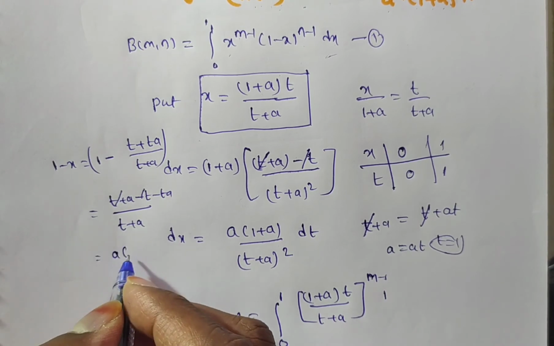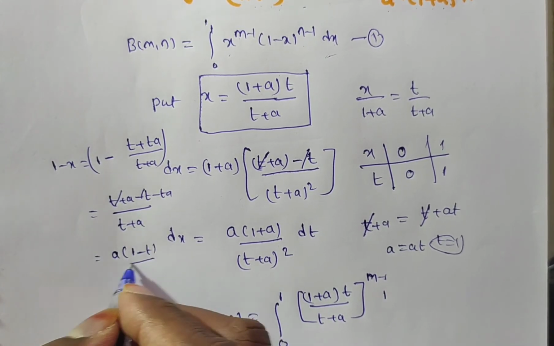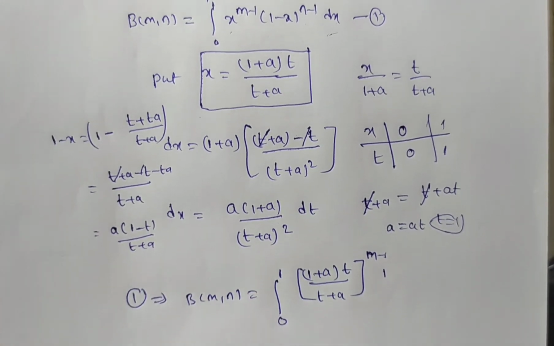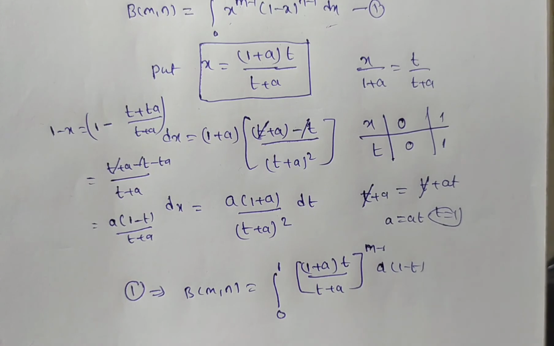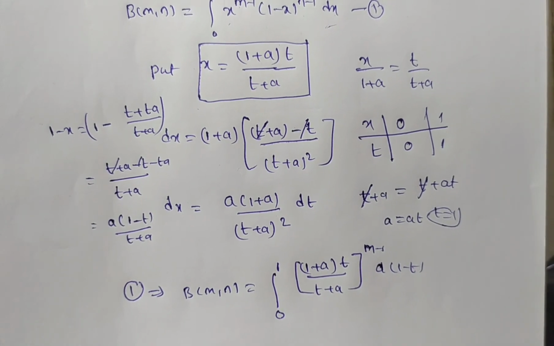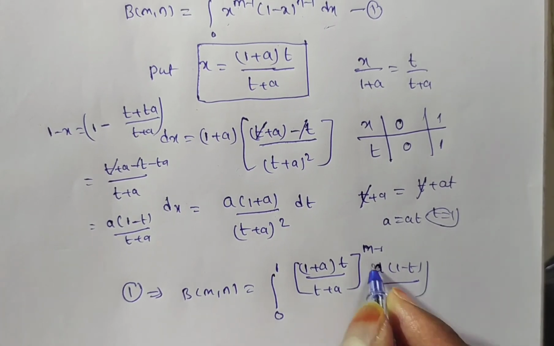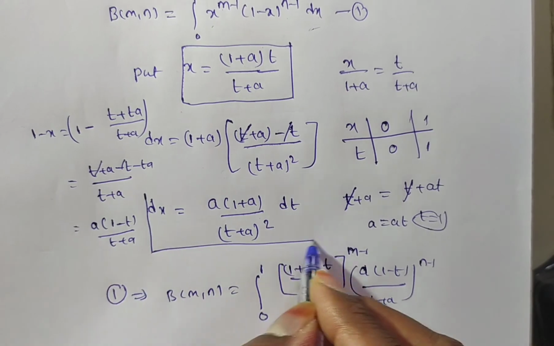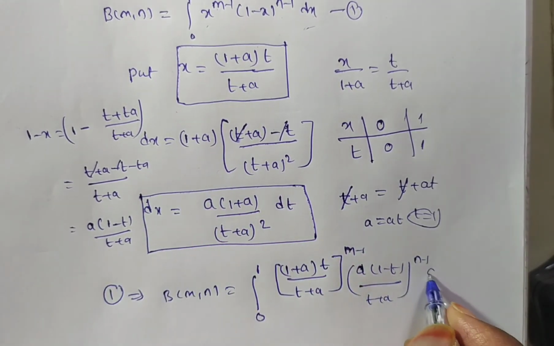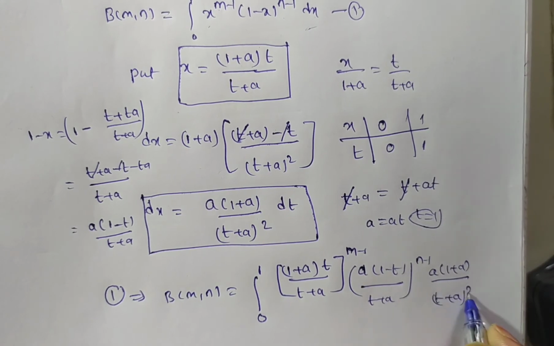So if you take a as common, then you will have 1 minus t by t plus a. So this is equal to a into (1 minus t) divided by (t plus a) to the power n minus 1, into, what is the dx? You have dx is equal to a divided by (t plus a) whole square into dt.